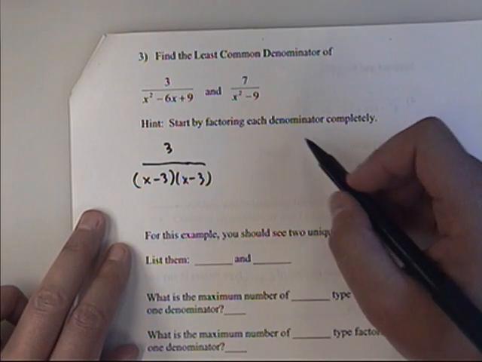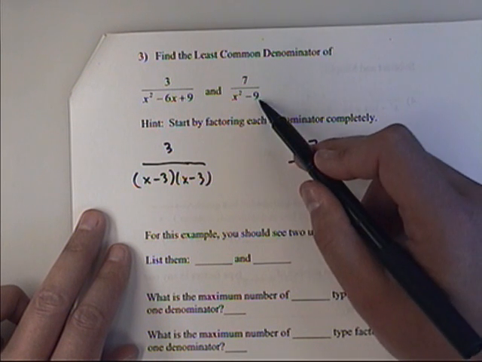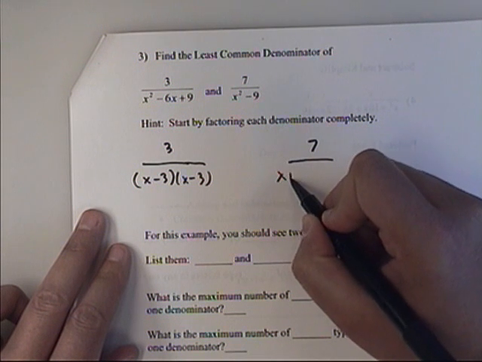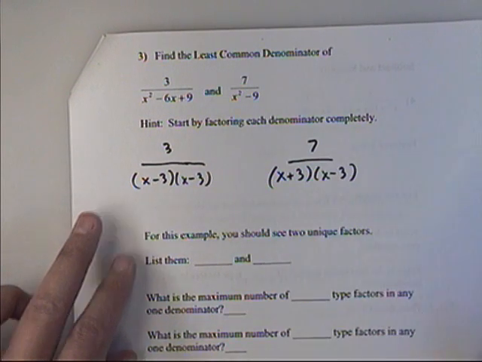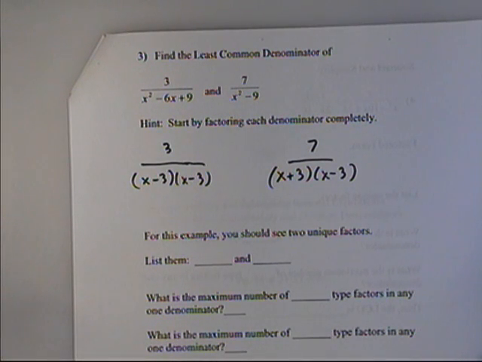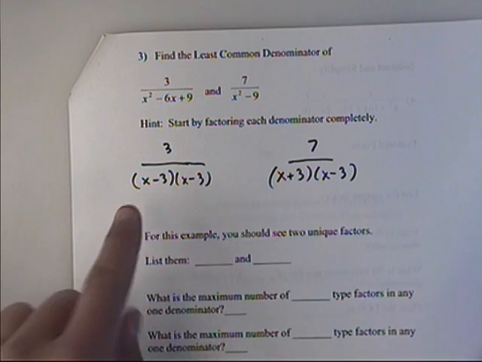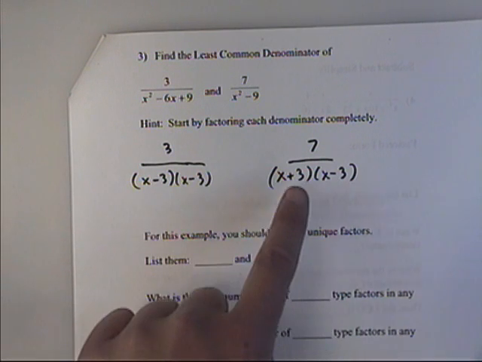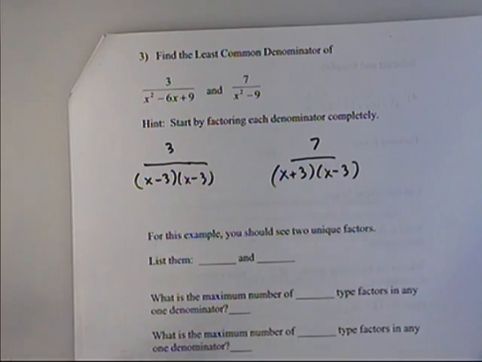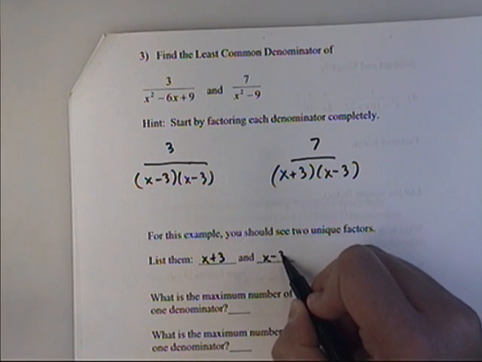This is a separate entity. I'm just going to write it over here then. It can be factored because this is a perfect square binomial, x squared and 9, and then the minus in between, into x plus 3 and x minus 3. Okay, so for this example, you should see two unique factors. If you basically make a list of all the different types of factors, we really only have two types. We have the x minus 3 type, if you look at all of them, and we have the x plus 3 type. That's it. Those are the only two kinds of factors I have. So I'm going to list them here. I have an x plus 3 and I have an x minus 3.